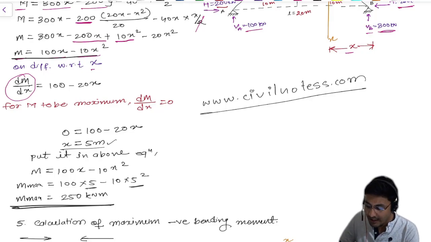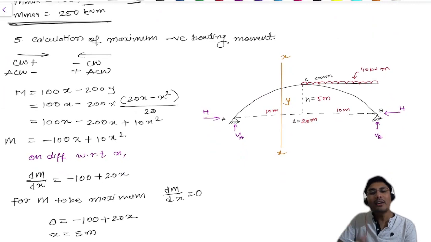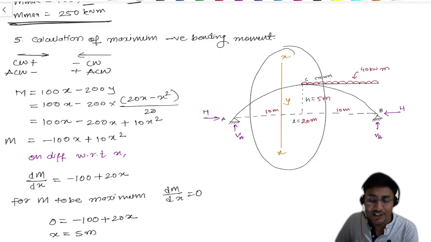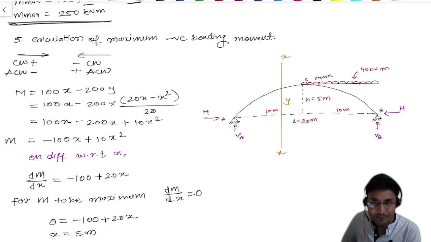Now moving further, guys, we need to also calculate the negative bending moment. To calculate the negative bending moment, I'm going to put this section, this XX section, in this area, where the load is not there.